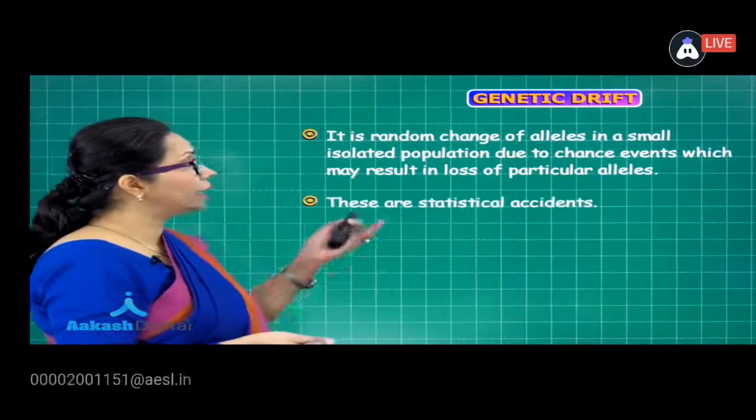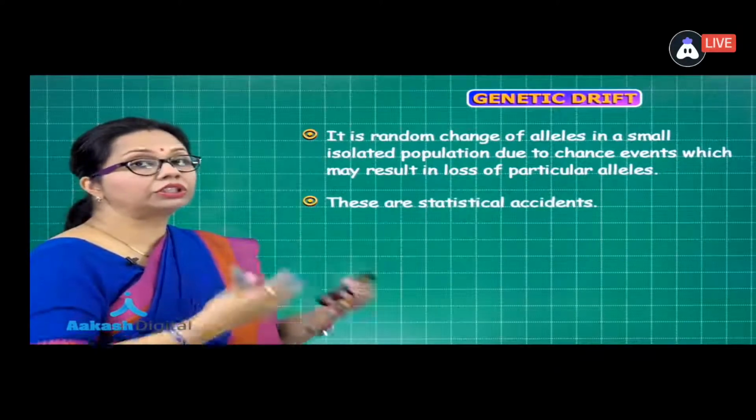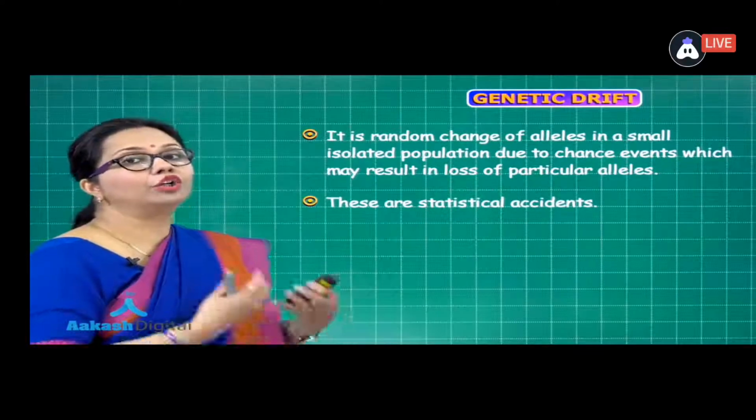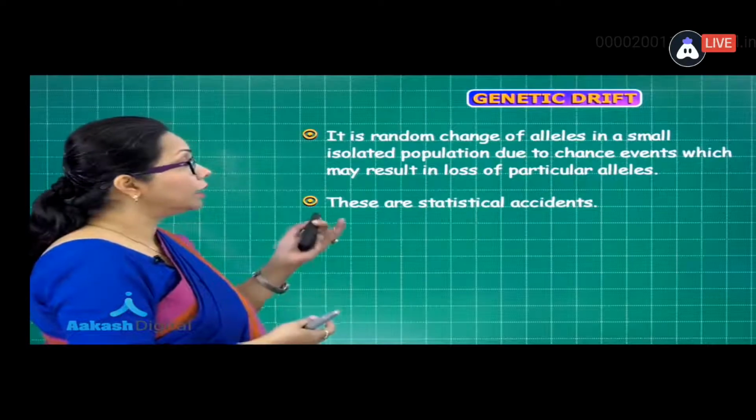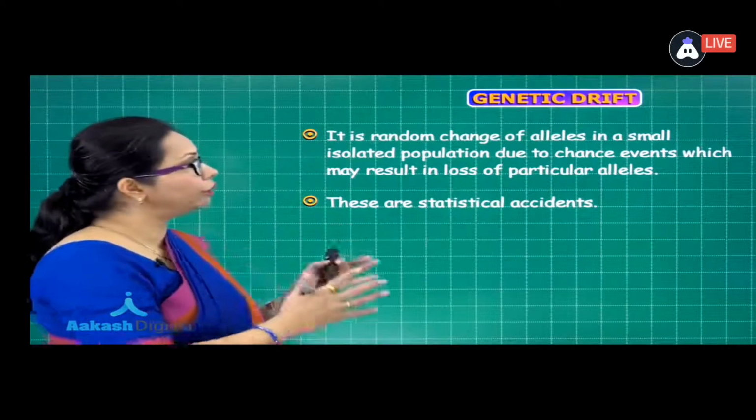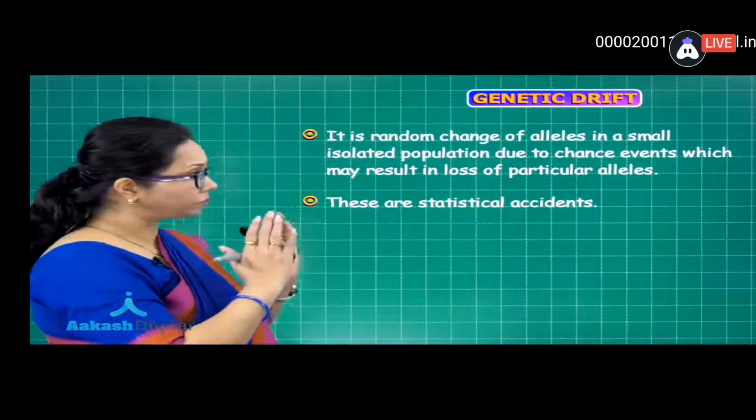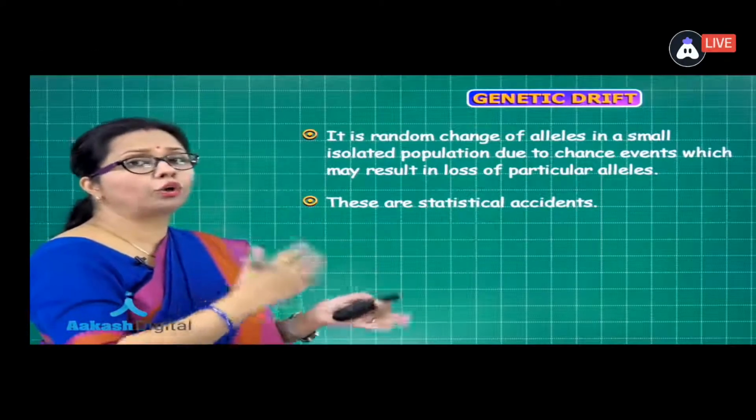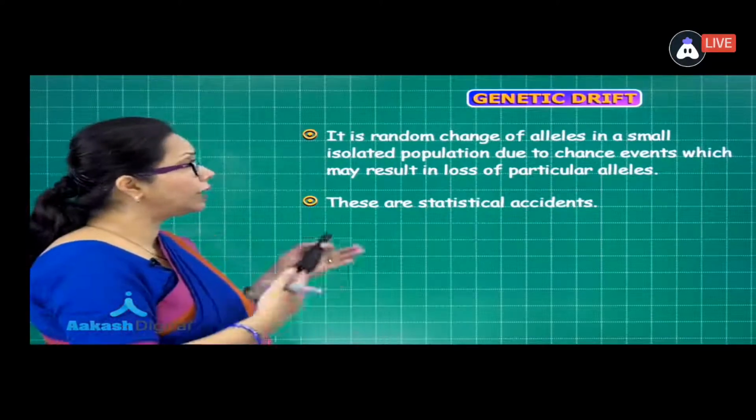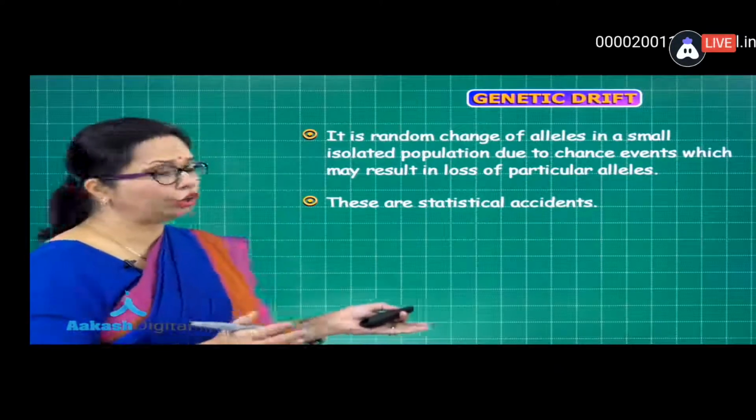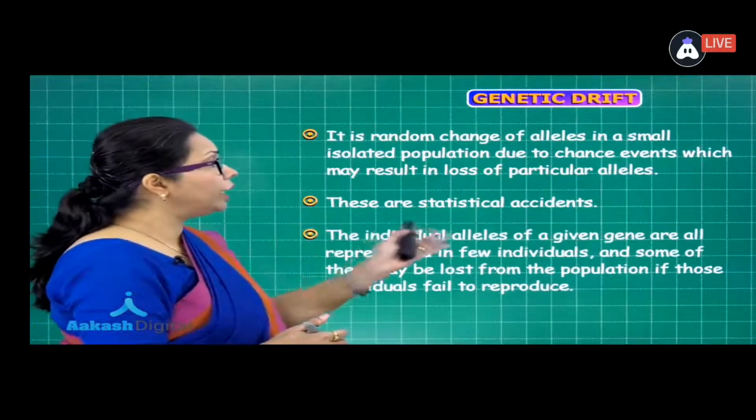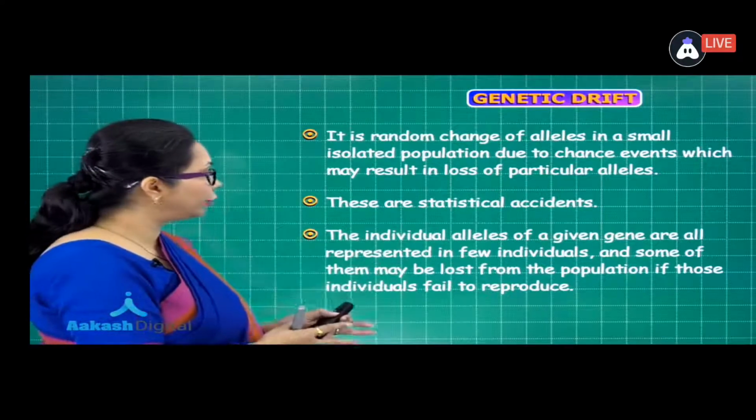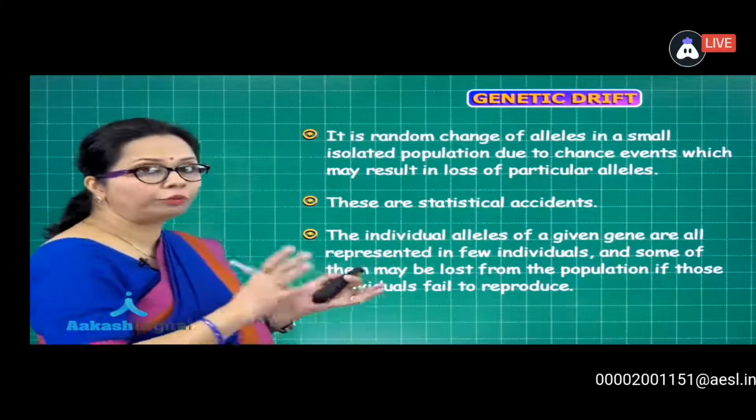So it is basically a statistical accident. That is, in statistics, we take out just a small sample and that sample may not be the best one. And this can occur when a population undergoes certain kind of random events where many individuals either are killed or move from one location. As a result, some of the alleles may be totally lost. So the individual alleles of a given gene are all represented in few individuals now in the population, and some of them may be lost from the population altogether.